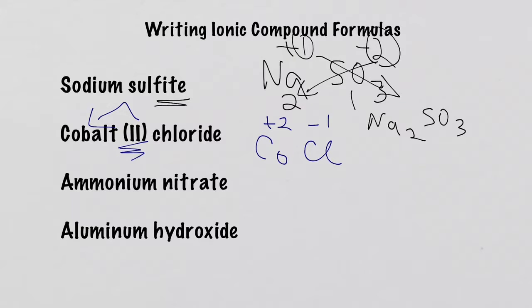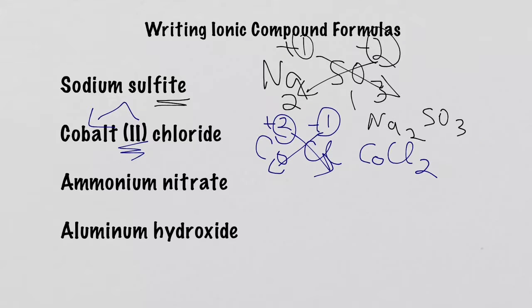The charges don't cancel, just like they didn't cancel in sodium sulfite. So all I'm going to do is I need then 2 chlorines, each taking an electron for the 1 cobalt. In other words, I'm going to crisscross just the numbers to balance out my electrons. So it's going to be CoCl2. Ammonium nitrate. Let's take a look at that.